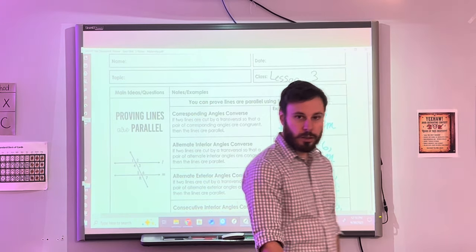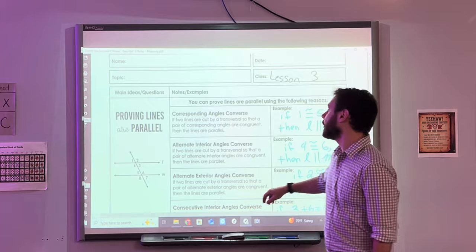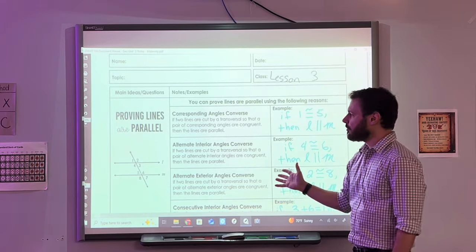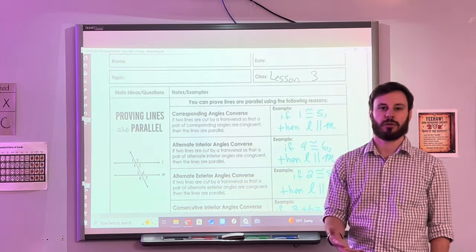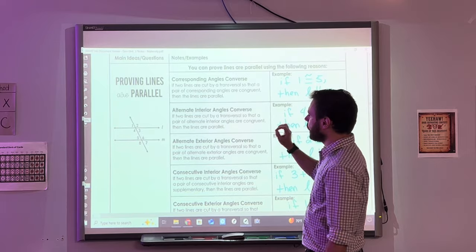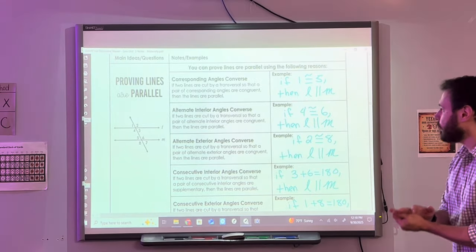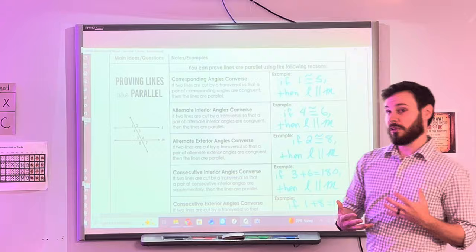In lesson 3, we're going to prove that lines are parallel with the angle relationships that we've learned. Whenever we prove something is parallel, we need to use something called a converse. It's just a proof, okay? So, corresponding angles converse: if two lines are cut by a transversal so that a pair of corresponding angles are congruent, then we can say that those lines are parallel.